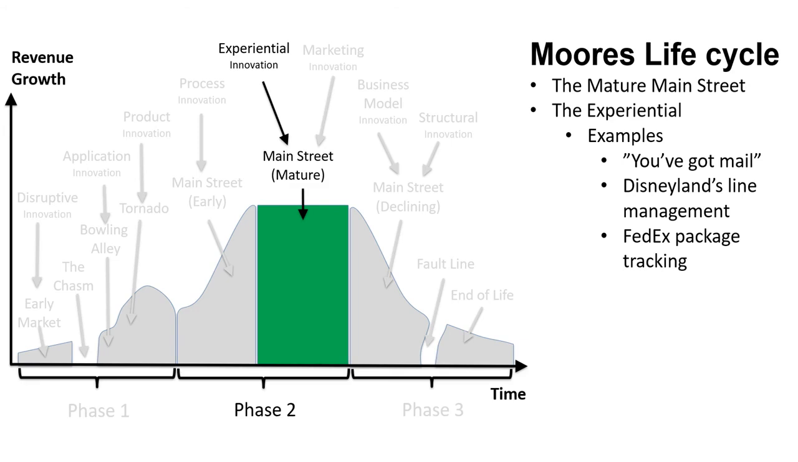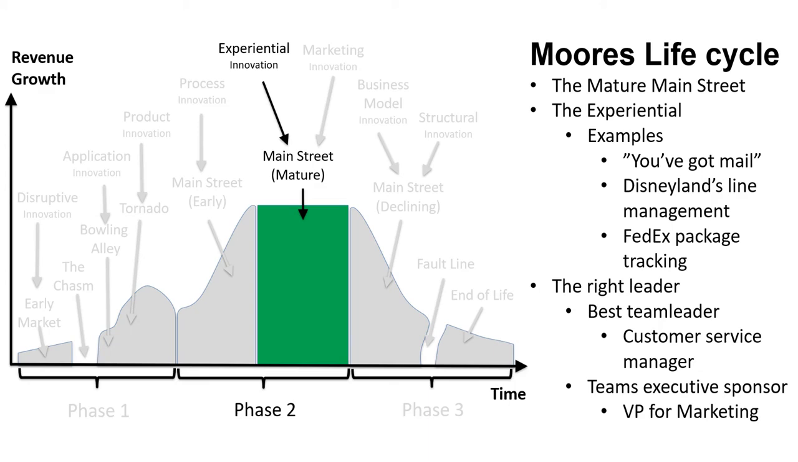Experiential innovation makes superficial modifications that improve customers' experience of established products or processes. These can take the form of delighters like "You've got mail," satisfiers like superior line management at Disneyland, or reassurers like package tracking from FedEx.